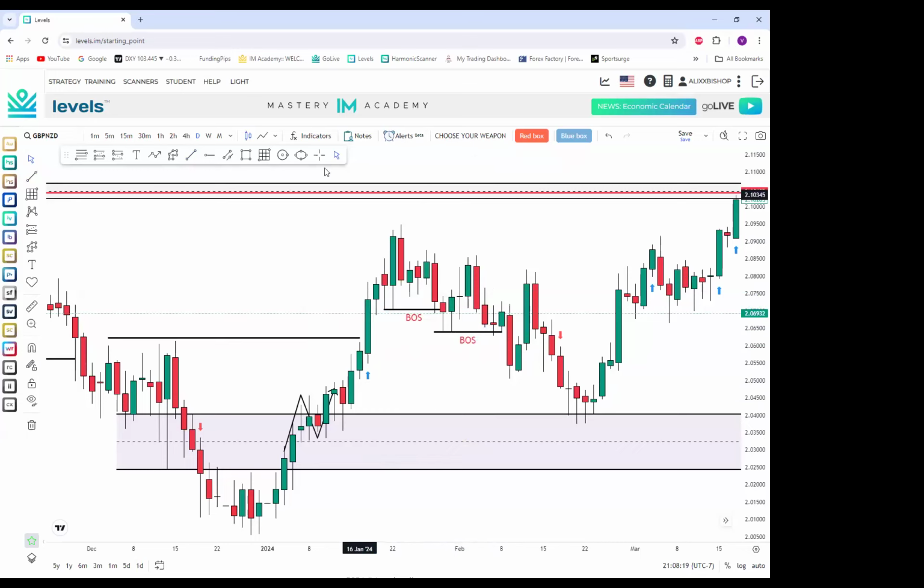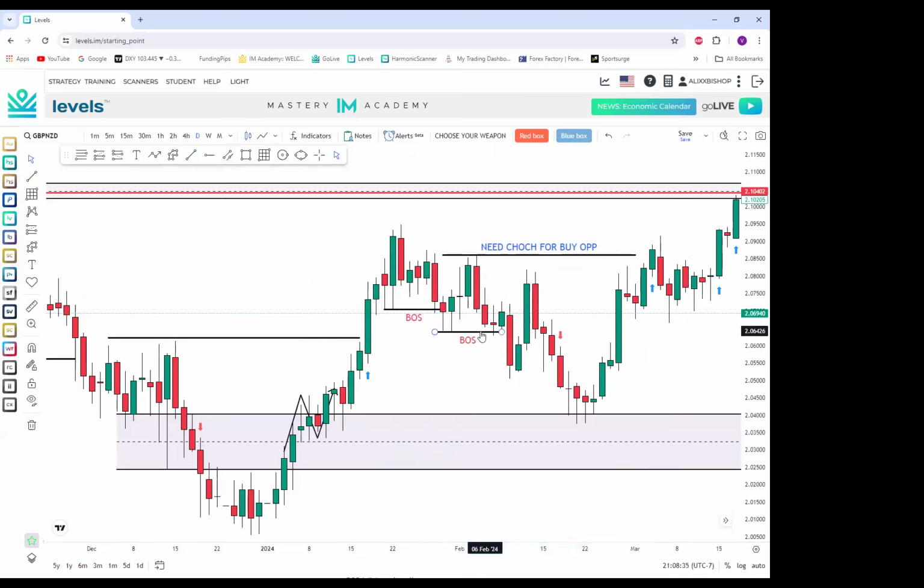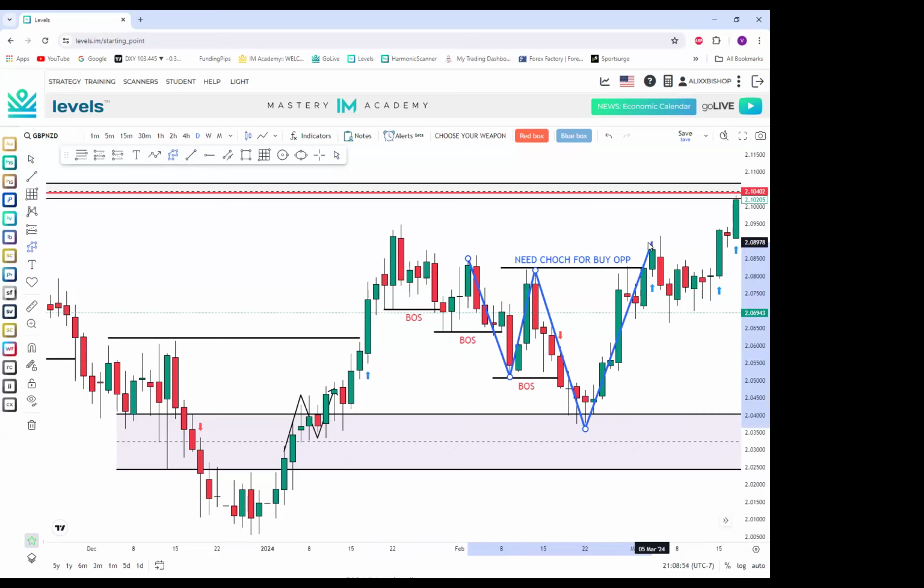Market drops lower. BOS to the downside. Now I need my change of character line. Notice we drop lower, so we have to adjust. Boom. Now notice, guys, this is the last BOS before market shifted. Lower low, shoulder, lower high, neckline, lower low, the head. Now do we change character? Yes or no, guys? Yes.